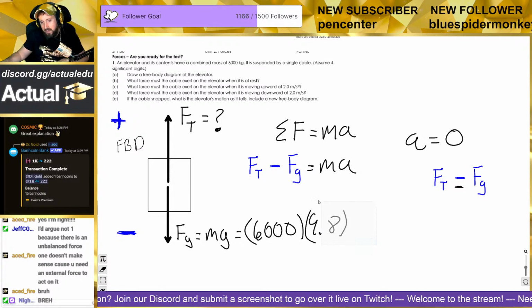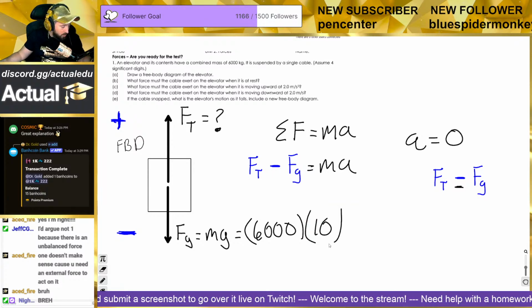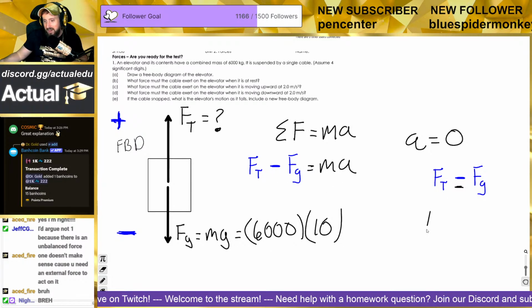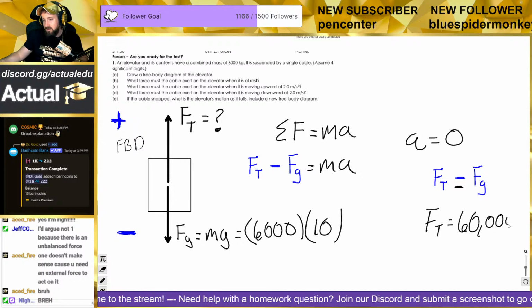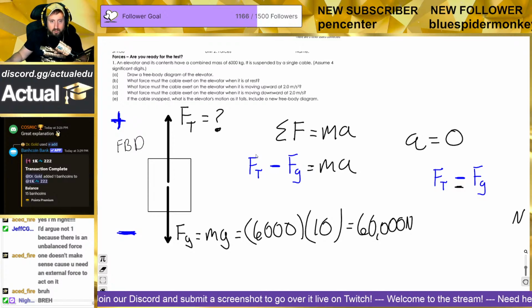Because here, I'm going to be lazy and just set g equal to 10. I know it's kind of wrong sometimes, but I don't want to bust out my calculator for the extra 0.2. So this just tells you that Ft is equal to 60,000 newtons, because the force of gravity here is going to be 60,000.